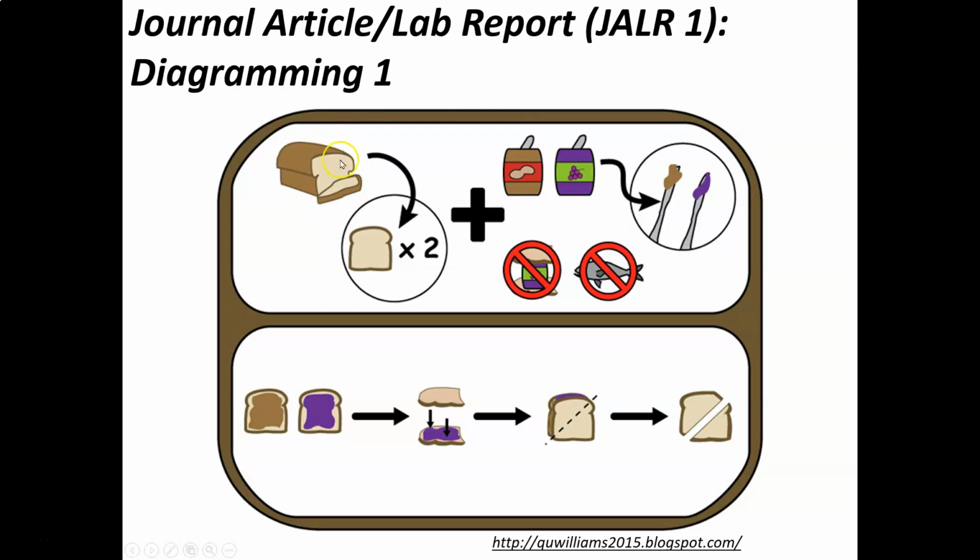So get 2 slices of bread, take peanut butter, jelly. Don't put the jelly in between the bread. Don't use fish, right? Put the jelly on a knife, put peanut butter on the knife, put them on each side of the bread, slap them together, cut them crossways, and that's how you do it.